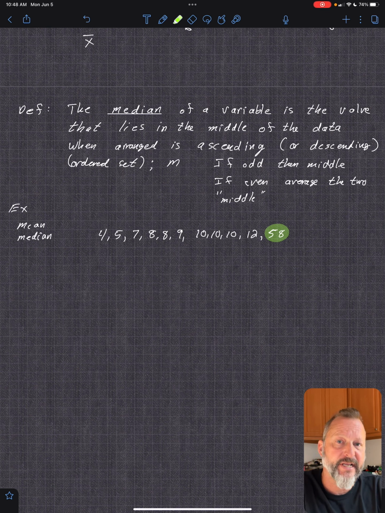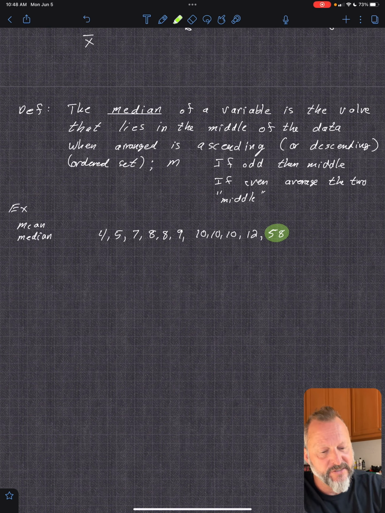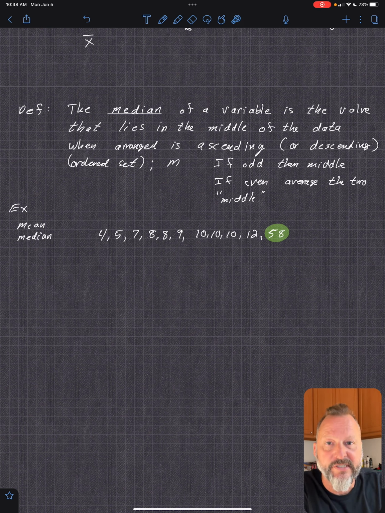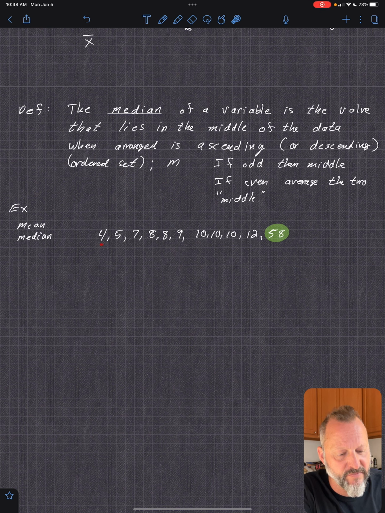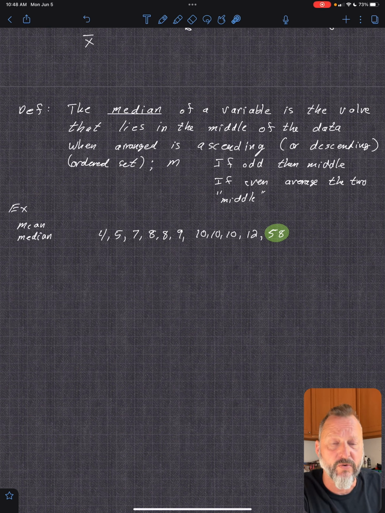But if you look at the median, it'll give you more of what the central tendency is. So this is an ordered set, isn't it? Ordered data: 4, 5, 7, 8. Yeah, it's ordered from left to right. It's ascending. It can be descending. That's not really the critical thing.